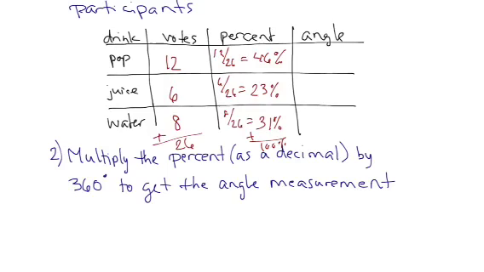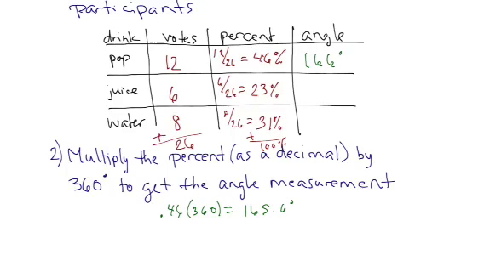All right, now, second part. How do we figure out what the angle measurement is? And again, hopefully you all know that a circle is 360 degrees. I mean, you all have passed geometry before. So we want to multiply the percent as a decimal by 360. So we're going to take that percent, like for pop, that 46%. We're going to convert it back to that decimal, 0.46, and we're going to times it by 360. So that's going to give me the angle. So 0.46 times 360, and that's 165.6 degrees. Or we could again round that to 166 degrees.